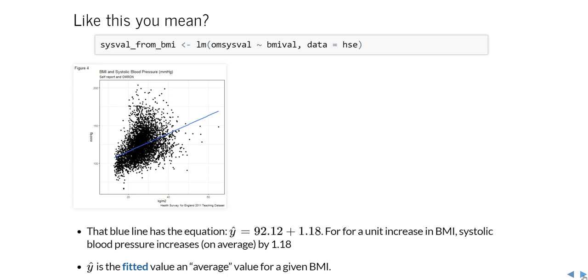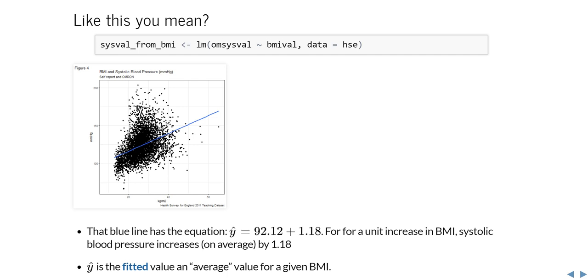And when I fit that model, it gives me a blue line with an equation, as it says there: y hat, the fitted value of y, that's the expected or the average value of y given BMI, is 92.12 plus 1.18 multiplied by your BMI. So in other words, for a unit increase in BMI, our systolic blood pressure increases on average by 1.18.